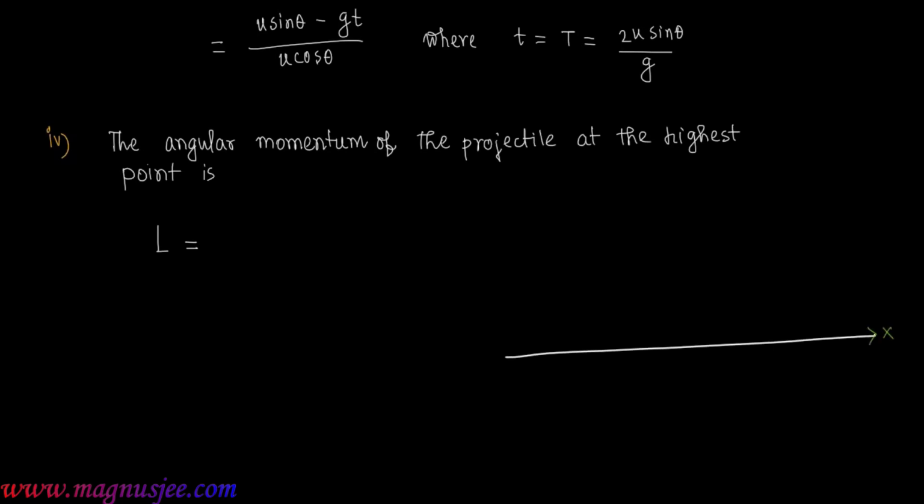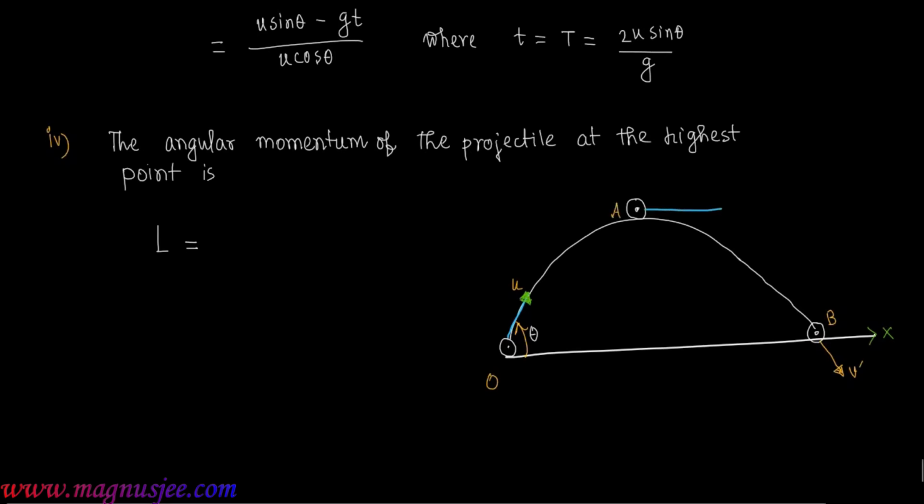This is the horizontal direction. From the point O, a projectile is thrown with the initial velocity u, and it describes this type of parabolic path, and the projectile strikes the ground at the point B. u is the initial velocity of projection at the point O, and u makes an angle theta, and the projectile strikes the ground at the point B with the velocity v prime. At the highest point A, the projectile has a tendency to move with the velocity v along the tangent AX1.